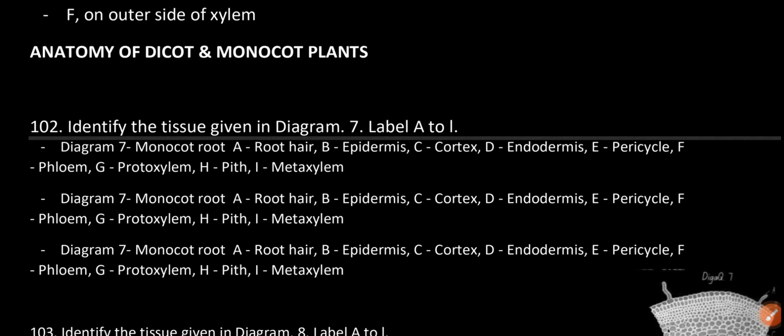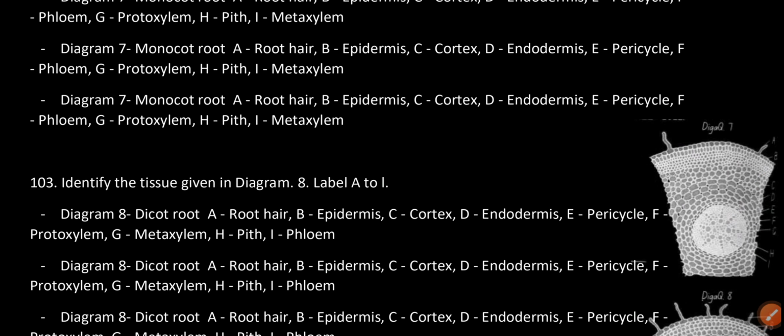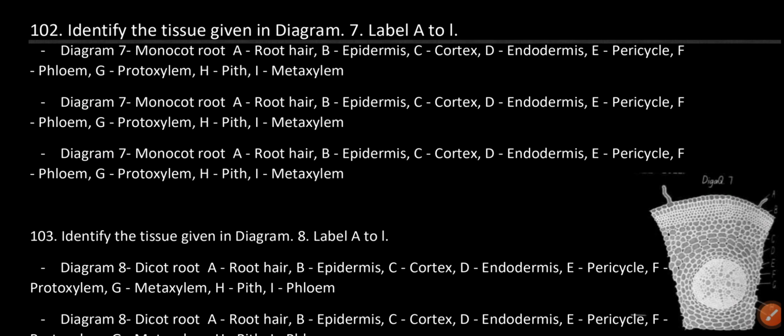Anatomy of dicot and monocot plants. Identify the tissues given in diagram 7, A to I. Monocot. Diagram 7 is monocot root. A is root hair, B epidermis, C cortex, D endodermis, E pericycle, F phloem, G protoxylem, H pith, I metaxylem.